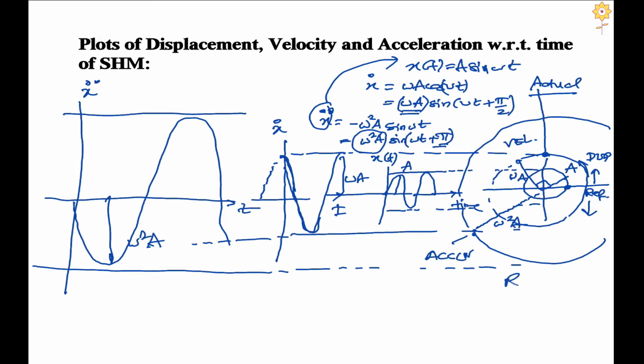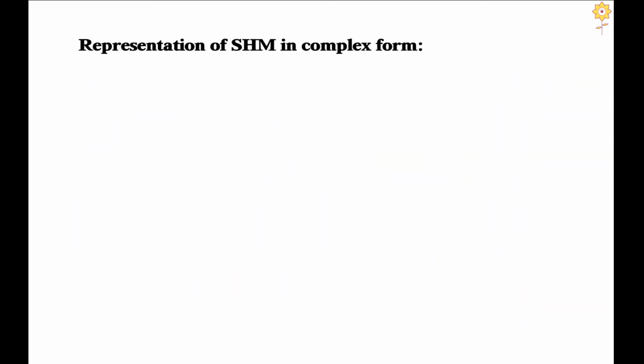So this is the rotating vector form of simple harmonic motion, and these are the parameters with respect to time curves separately drawn. So I think the concepts are clear to you here. Now how do I represent simple harmonic motion in complex form?